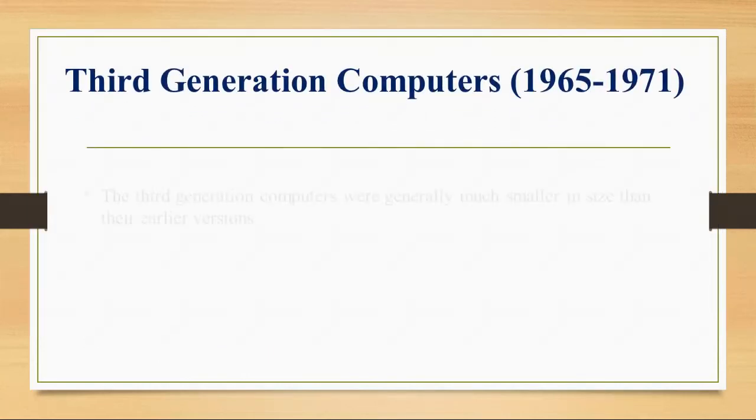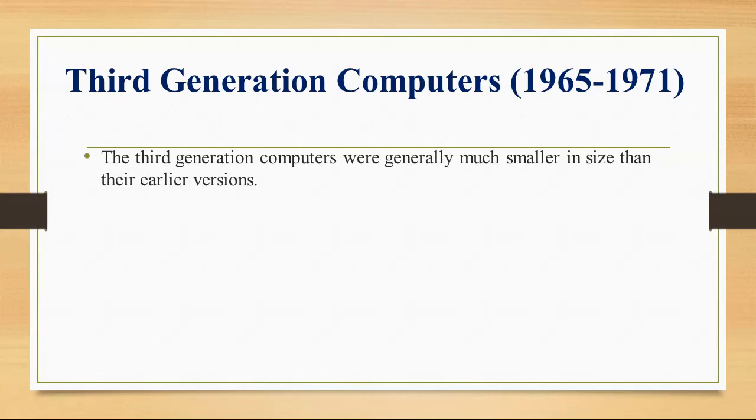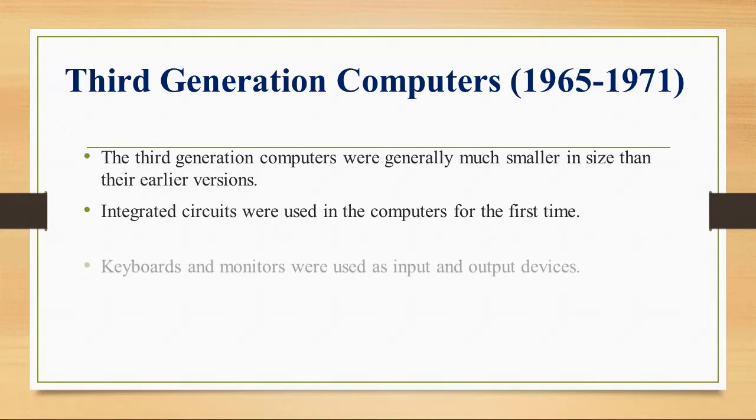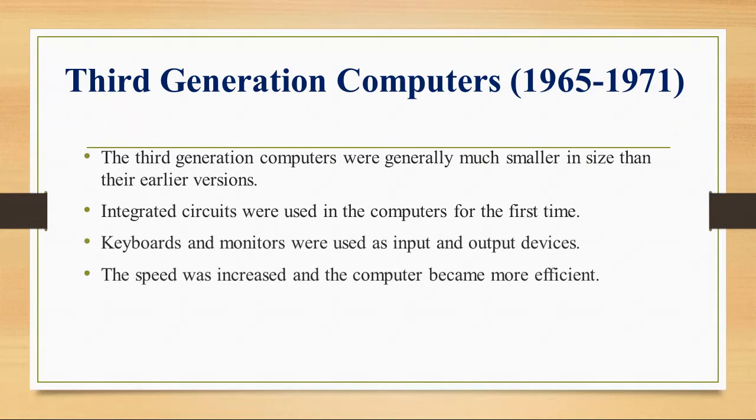Third generation computers were developed in 1965 to 1971. The third generation computers were generally much smaller in size than their earlier version. Integrated circuits were used in the computers for the first time. Keyboards and monitors were used as input and output devices. The speed was increased and the computer became more efficient.